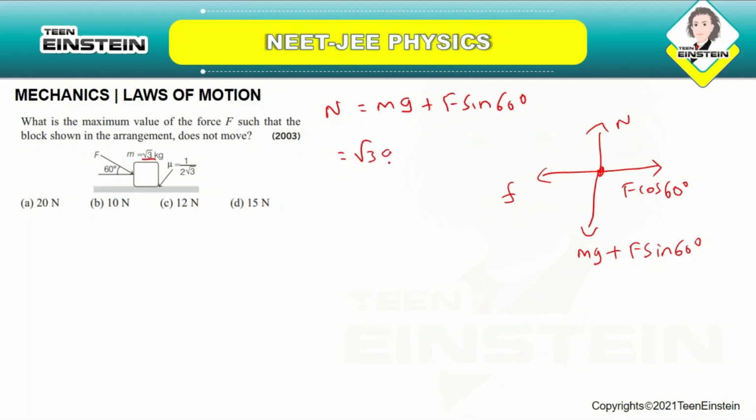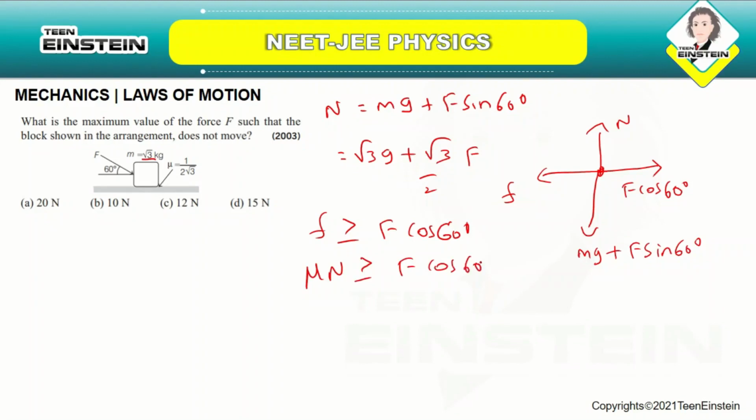So root 3 g plus the force F sin 60 degrees, which is root 3 by 2 F. For no motion, the force of friction will be greater than or equal to F cos 60 degrees. Because the angle here is 60 degrees, mu N will be greater than or equal to F cos 60 degrees. So you can substitute the values over here.